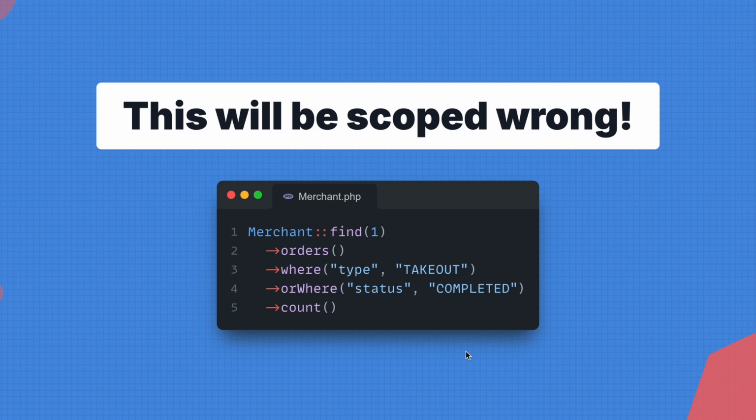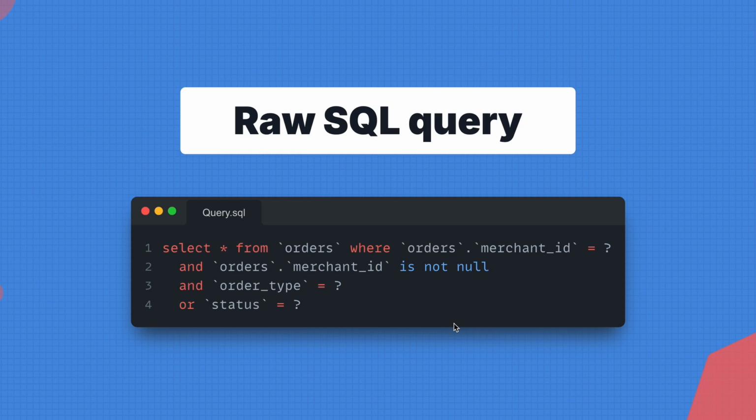In the example shown on screen, we're counting the orders of the merchant with ID 1, where the type equals takeout, or where the status equals completed. If you take a look at the raw query, we'll see that we'll select the orders where the merchant ID equals, in our case, 1, and the merchant ID is not null, and the order type equals, in our case, takeout, or the status equals completed.